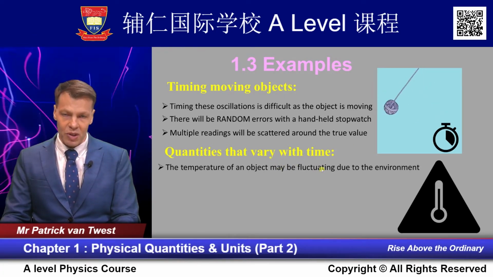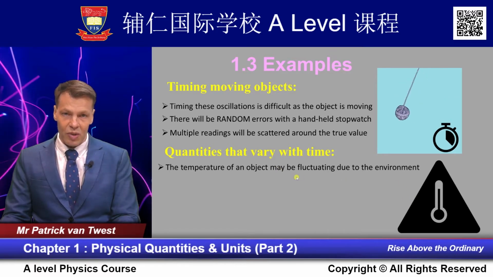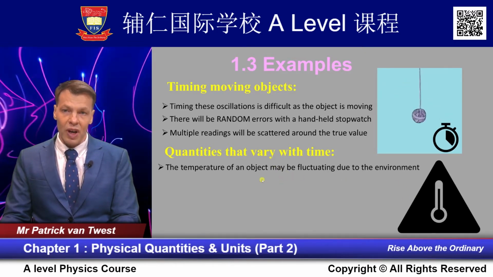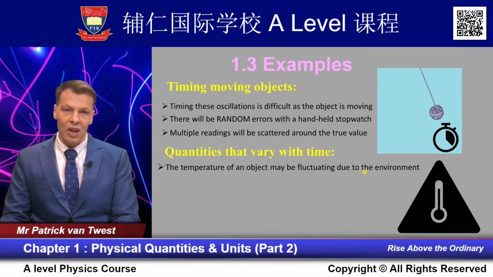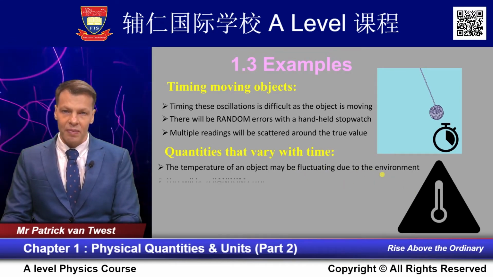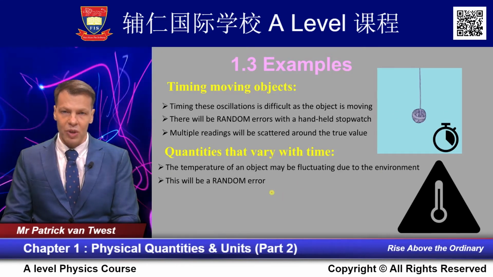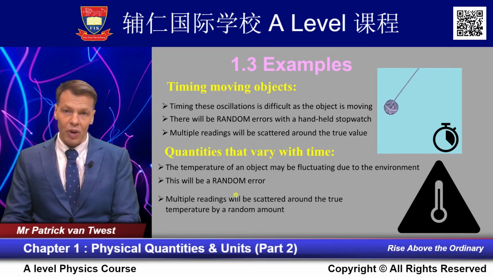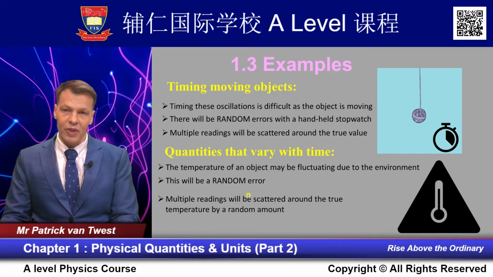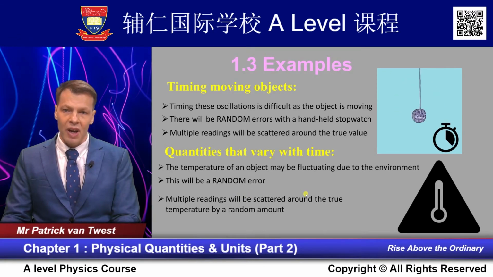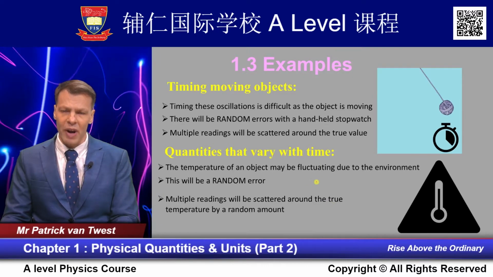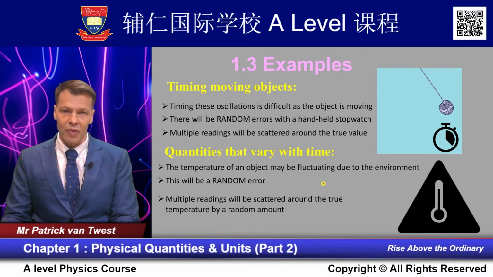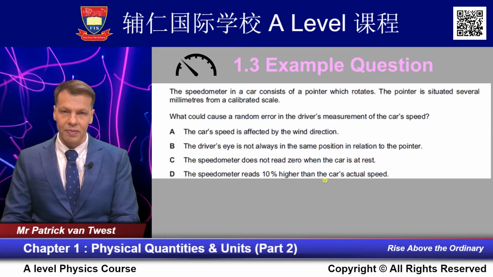You might think, well, that's a fairly standard thing to do to measure temperature, but you should realize that maybe the object you're measuring, the temperature, might be fluctuating due to changes in the environment. So again, that would be a random sort of error. What that would mean is the readings of temperature would be scattered randomly around the true value. So that's another sort of random error, just fluctuations in the environment or in the object itself.